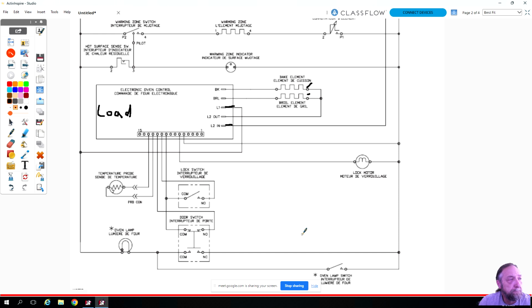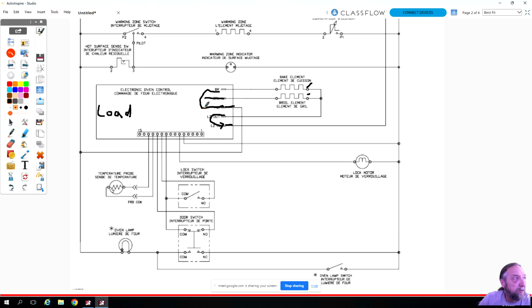So if you take a look at the electronic control, the actual load there, you'll see there's an L1 in and an L2 in and an L2 out. And we want to see where neutral is going to connect to the board. So L1 goes through two relays, one to bake and one to broil, and it goes through the elements, and then there's another relay, L2 in to L2 out. So that's the 240 volt circuit.